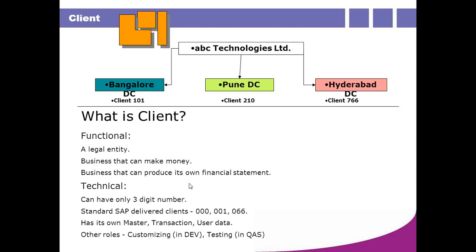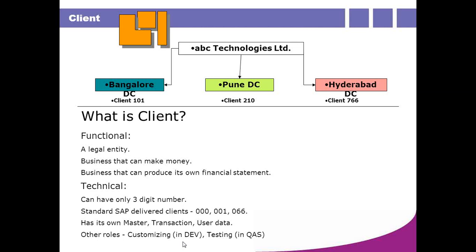So 000 to 999. Among them, 3 are already there. Apart from that, you can use any other client. Usually we never use these 3 default clients for the business perspective. 000 we can call a standard, default or golden client, which has all the default things given by SAP. So that's why we don't want to disturb them.